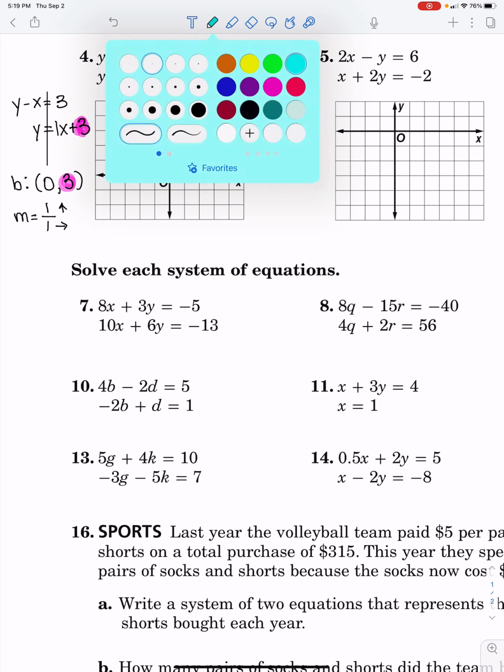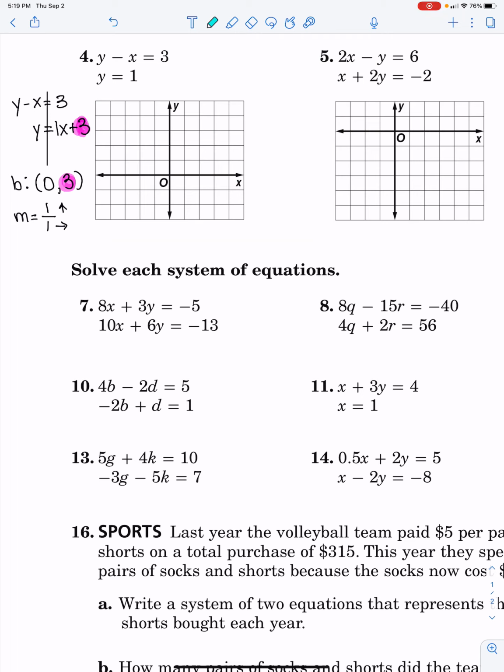Now, when I'm looking at equation B, y is already by itself. But notice that there is no slope on this one. So it appears that all we have is that y-intercept value.